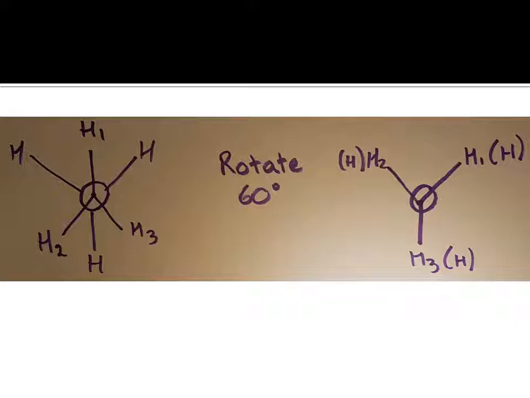However, if we rotate the hydrogens 60 degrees, you can see how this hydrogen now is here eclipsing the hydrogen behind it. This is called an eclipsed conformation.